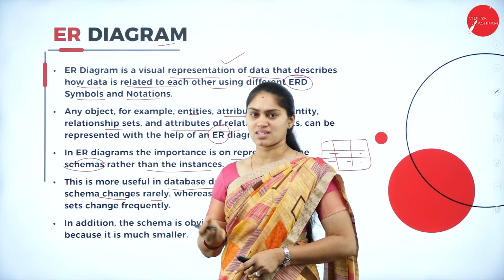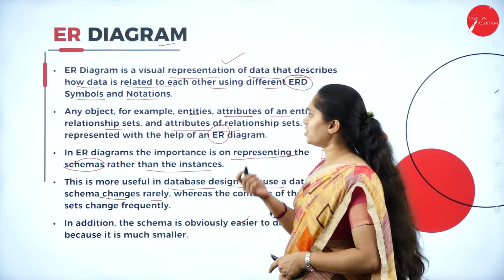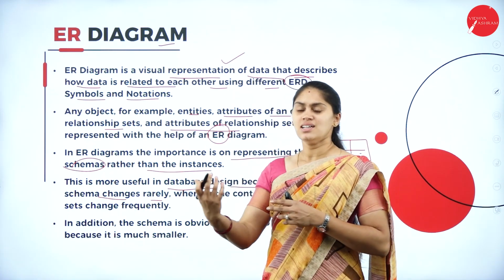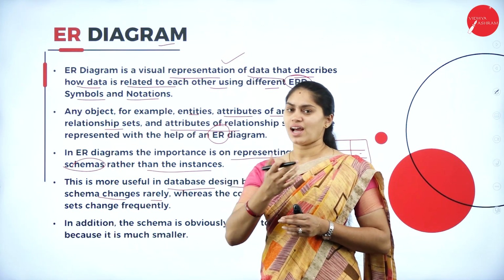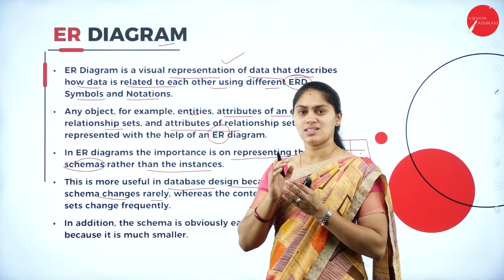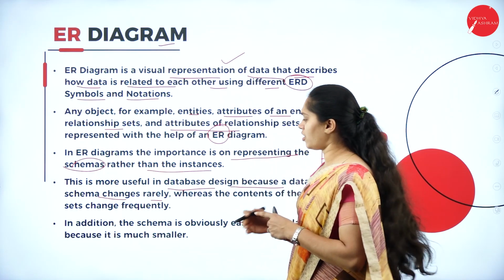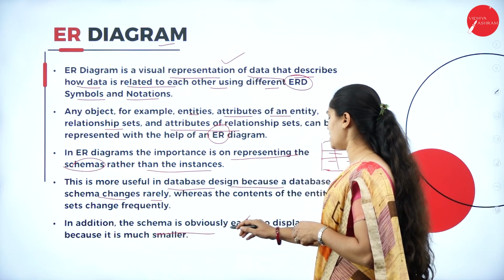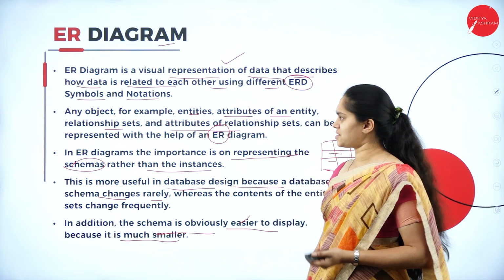That is the significance. So we are not representing the instance. I am going to represent a student as student ID, name. For this year, a certain student's name and ID will be something; for next year, those values will be different. That means the student remains the same, the schema remains the same, but the instance of that student will change. In order to represent the schema, we have this ER diagram. The schema is obviously easier to display because it's much smaller than the instances.